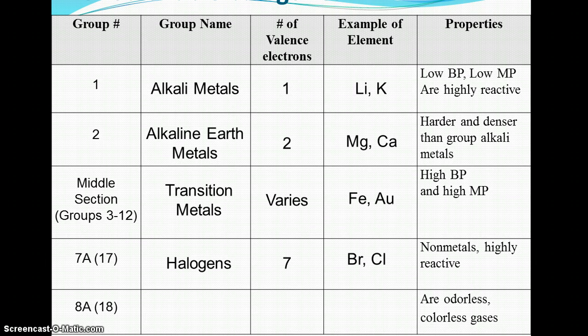Group 8A or 18 are called the noble gases. The number of valence electrons in group 8A or 18 are 8, which is the most number of valence electrons an element can have. Examples of these elements include neon and argon. The properties include the fact that they are odorless and colorless gases. So everyone that is a noble gas is a gas.